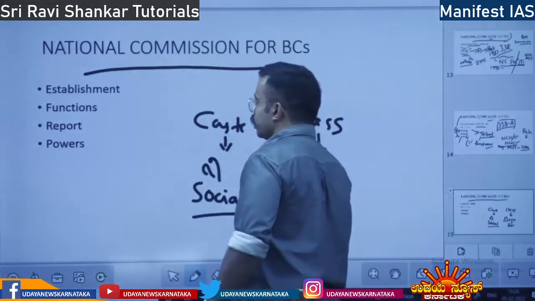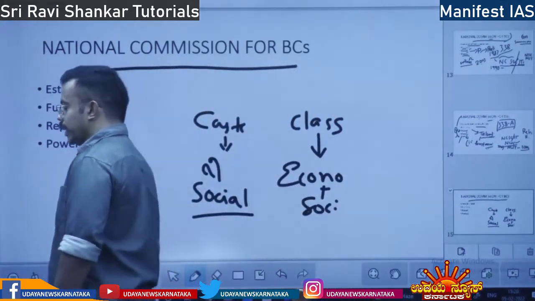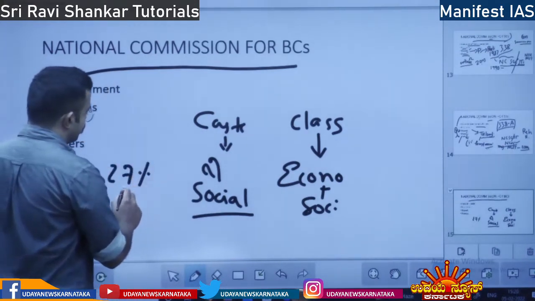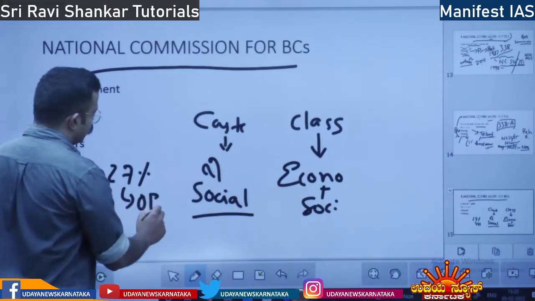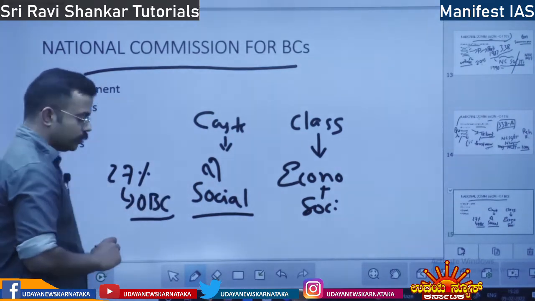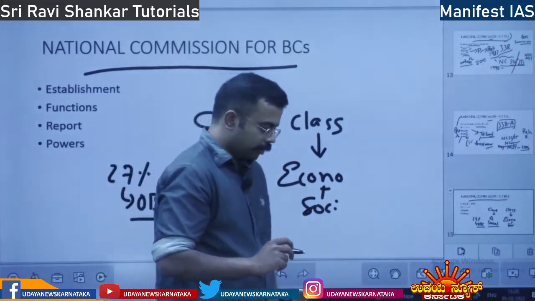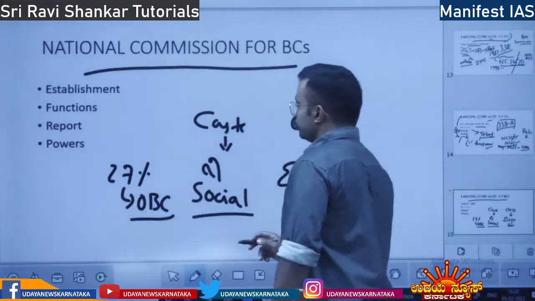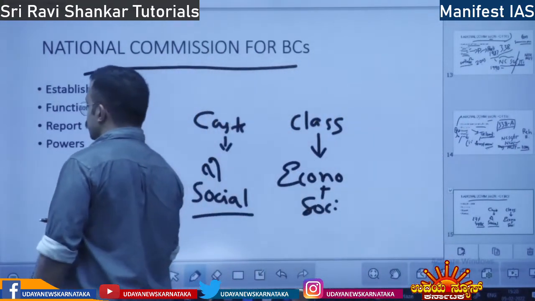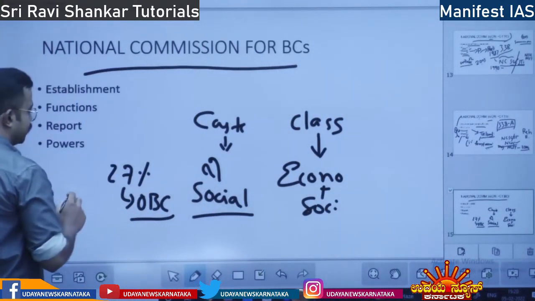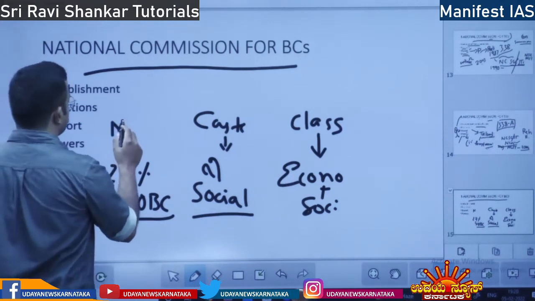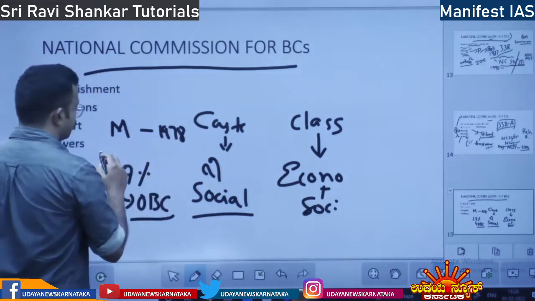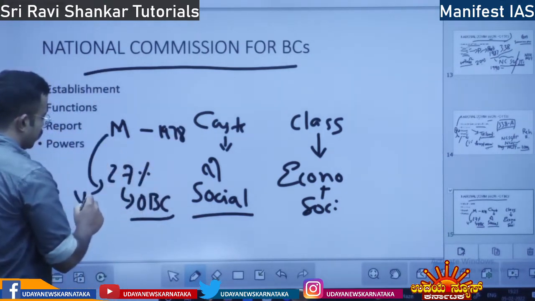So this VP Singh government, the National Front government, in 1991 provides a reservation of 27% to OBCs. Okay, so what happens after this? Who recommends the 27% reservation? It is the BP Mandal Commission in 1978. They recommend 27% reservation, which is provided by the VP Singh government.